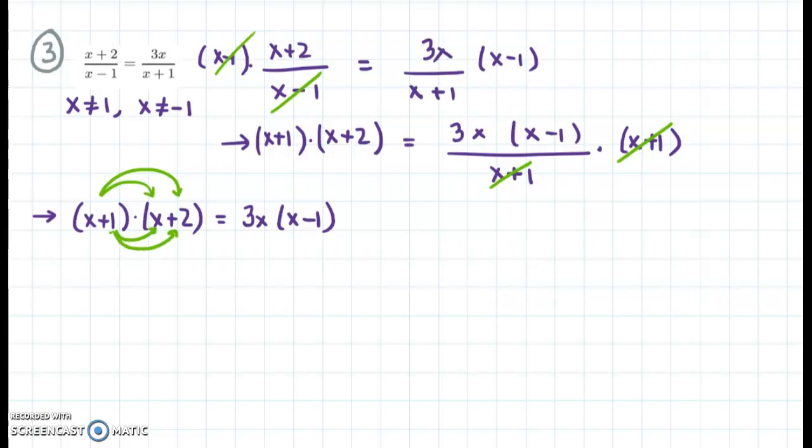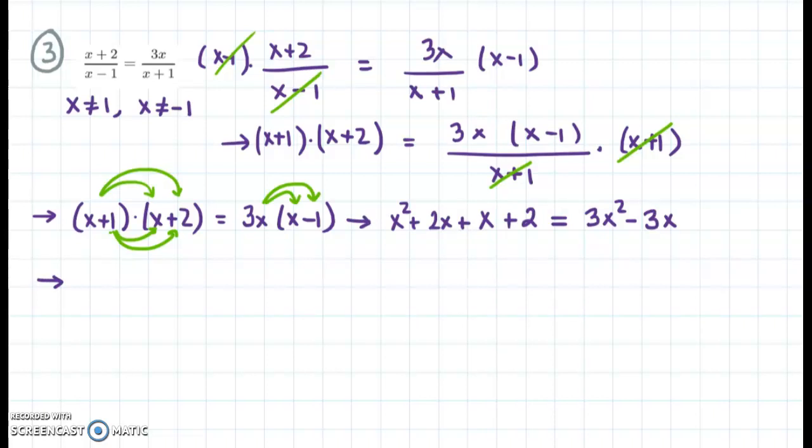I'm expanding first the left-hand side. I need to multiply x times x plus x times 2 plus 1 times x plus 1 times 2. That's my left-hand side. Now on the right-hand side it's a bit simpler because I have only 3x multiplying the bracket. So we have 3x times x minus 3x times 1. So now this looks like a quadratic equation.